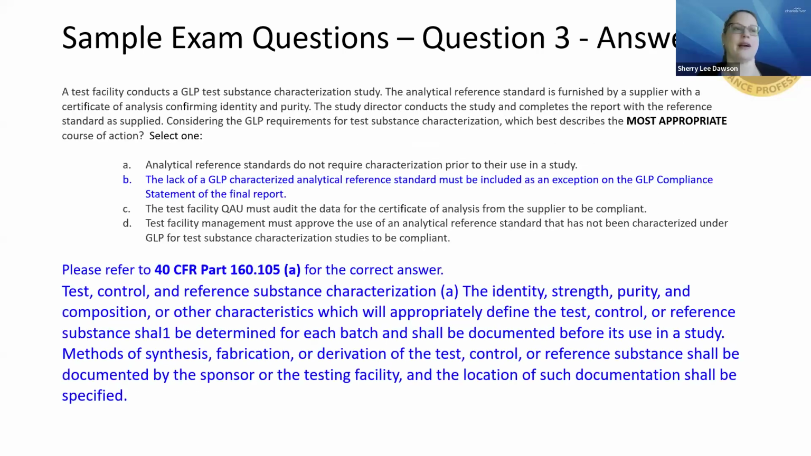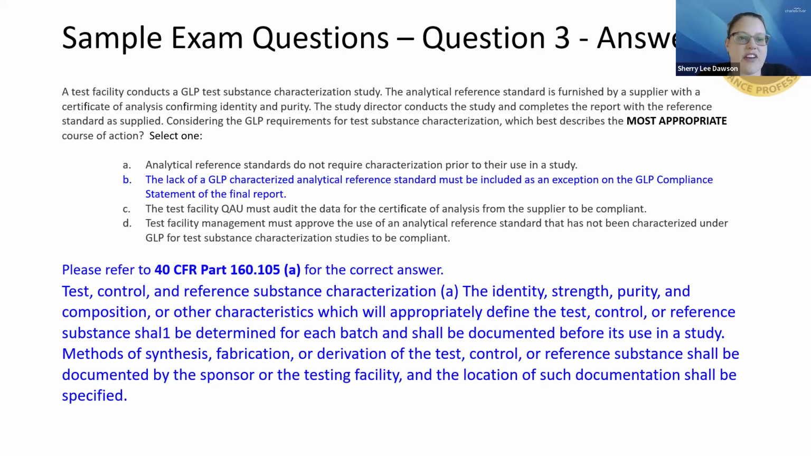Okay, so B. I don't think my arguments were convincing anyone, but B is the winner. So hopefully the test substance and reference standard were keys that we are now talking in EPA terms. So refer to 40 CFR Part 160.105 A for the correct answer. Test, control, and reference substance characterization. The identity, strength, purity, and composition or other characteristics which will appropriately define the test, control, or reference standard shall be determined for each batch and shall be documented before its use in a study.